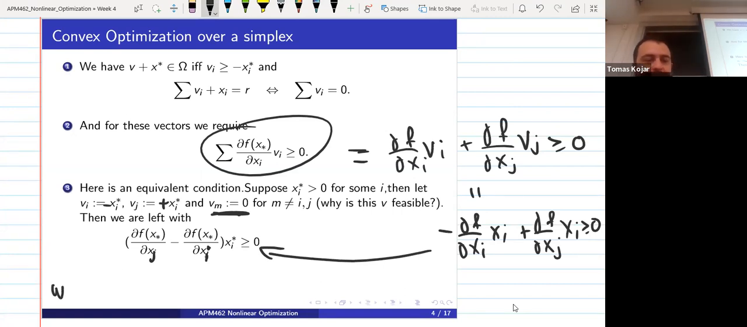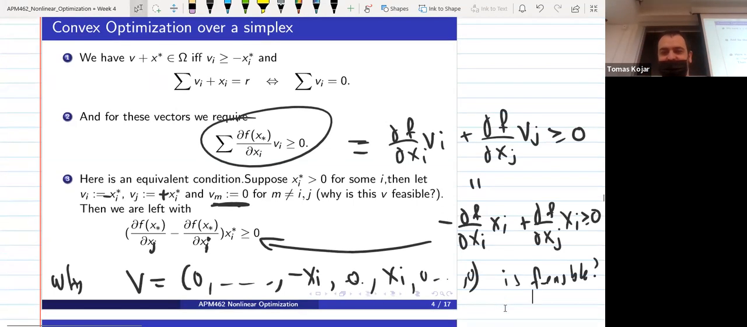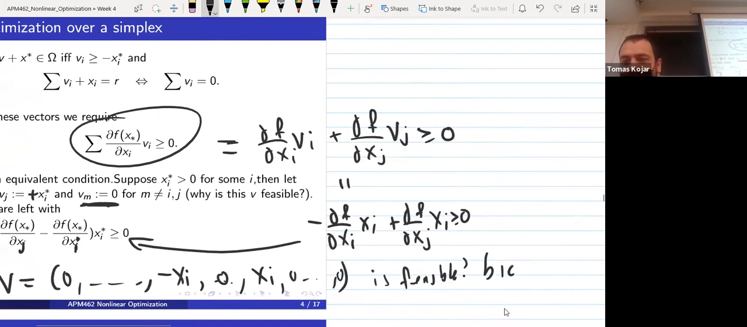Now let me ask you this: why is v equal to 0, 0, 0, 0, minus xi, 0, 0, 0, xi, 0, 0, 0 feasible? Can someone tell me? Why is this vector feasible? Yes, very good. Because the summation of vi is equal to minus xi plus xi, whatever, which is 0. So we are allowed to do this, and we do this, and you get this.